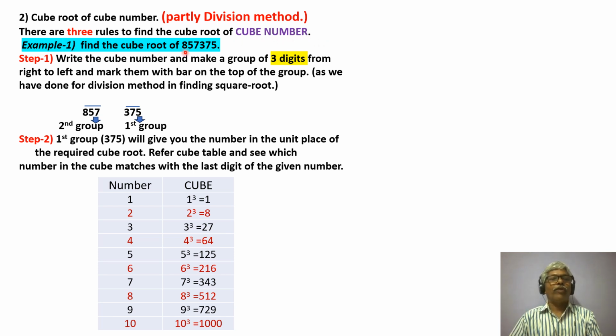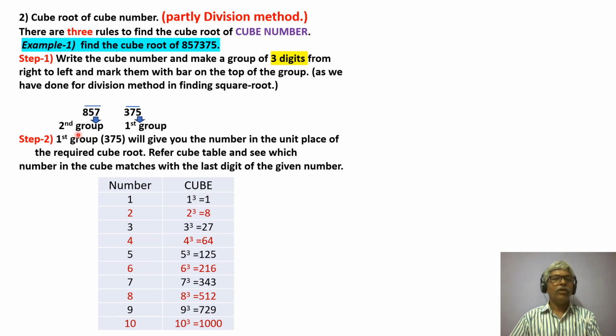So find the cube root of 857375. Write the cube number and make groups of 3 digits from right to left and mark them with a bar on top of the group, as we have done for the division method in finding square root. What does this mean? You write this number and make groups of 3 from the right. So 375 is one group and 857 is another group. If there are 5 digits, then there will be a full group and the other group will contain only two digits. That is the meaning of this. You should take the right first and then the left.